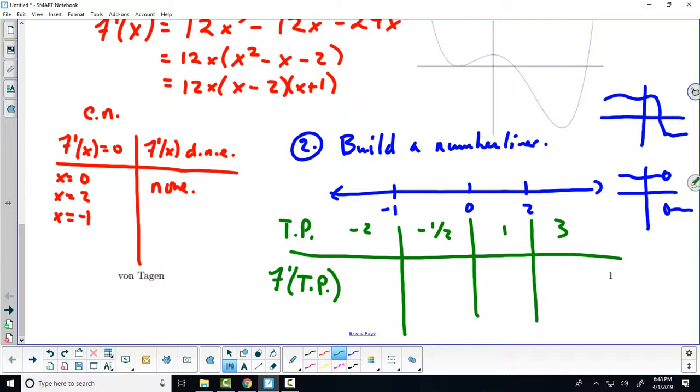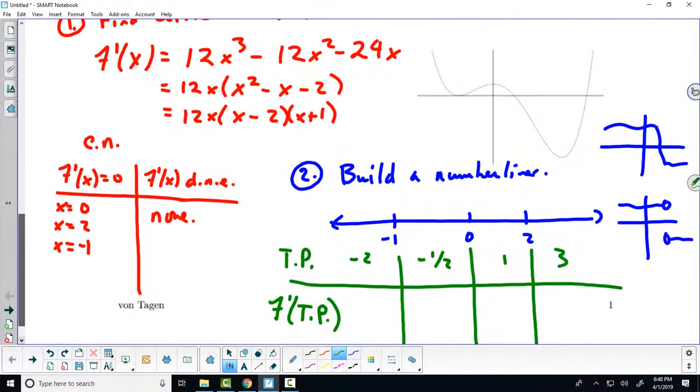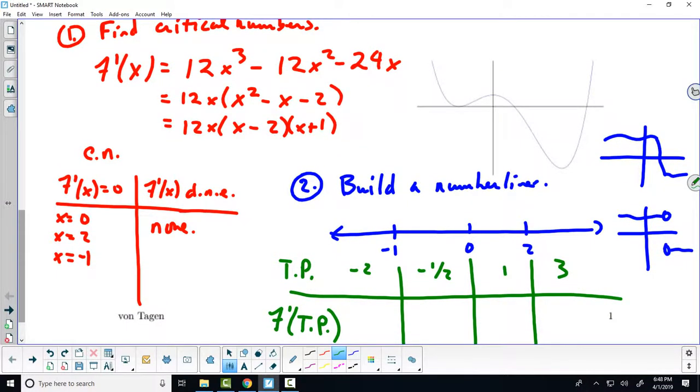Okay, so let's see here. Let's plug -2 into the derivative. Well, I could plug it into this original form of the derivative, but it makes a lot more sense. It's faster to evaluate if you plug it into the factored form. Okay?